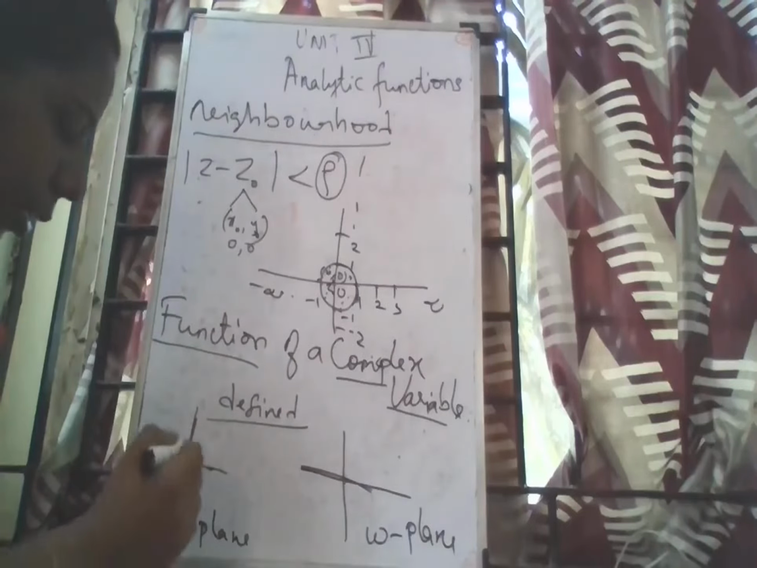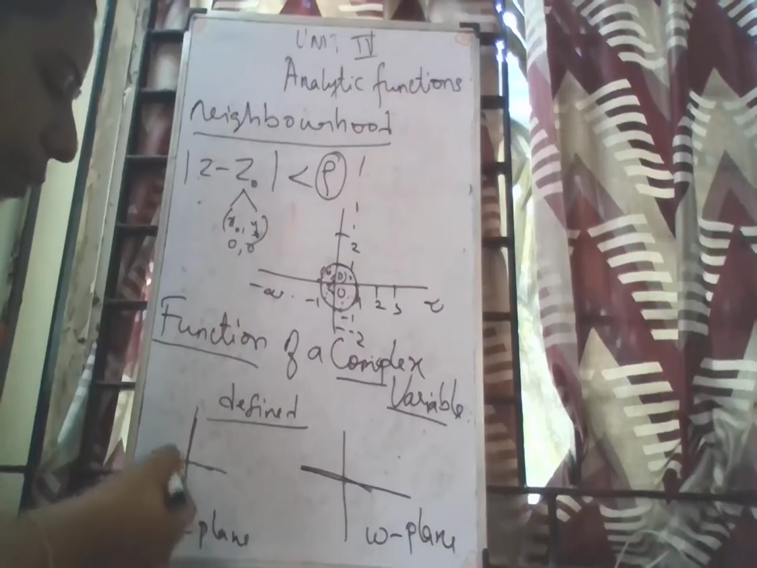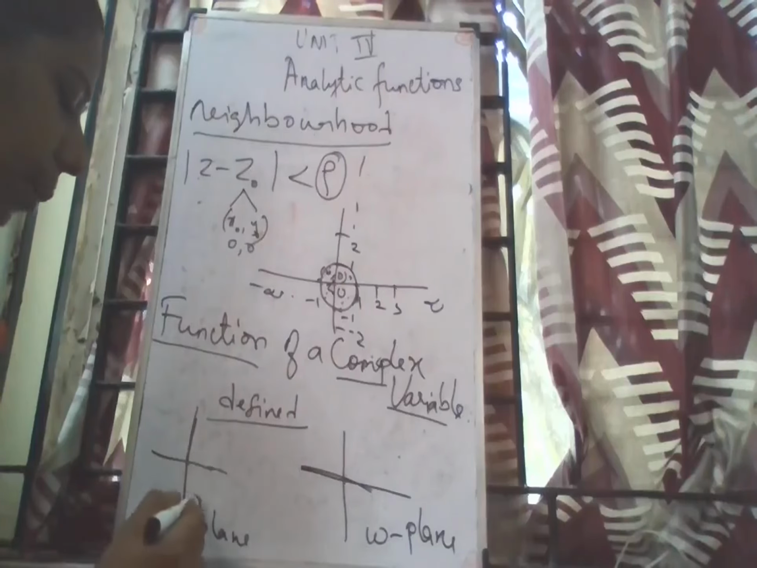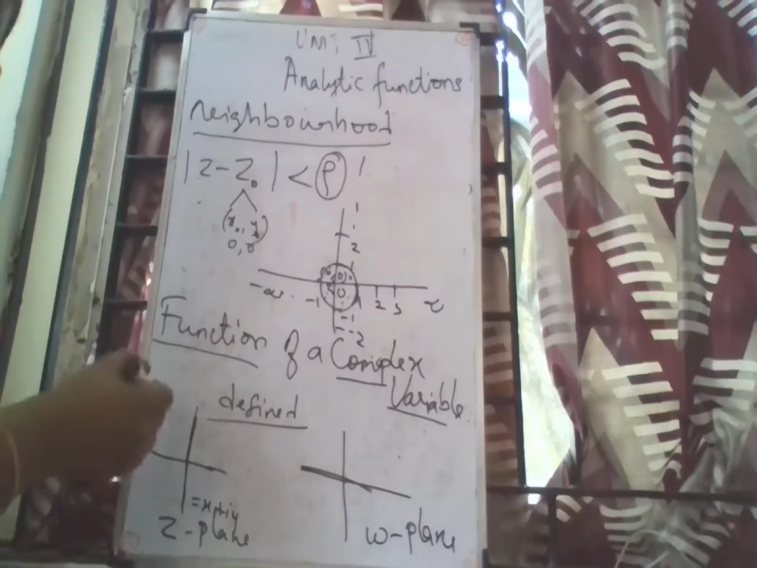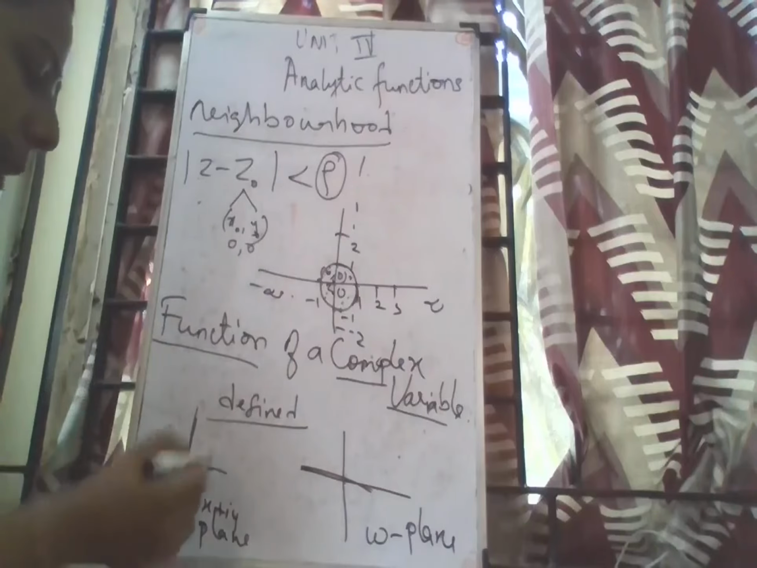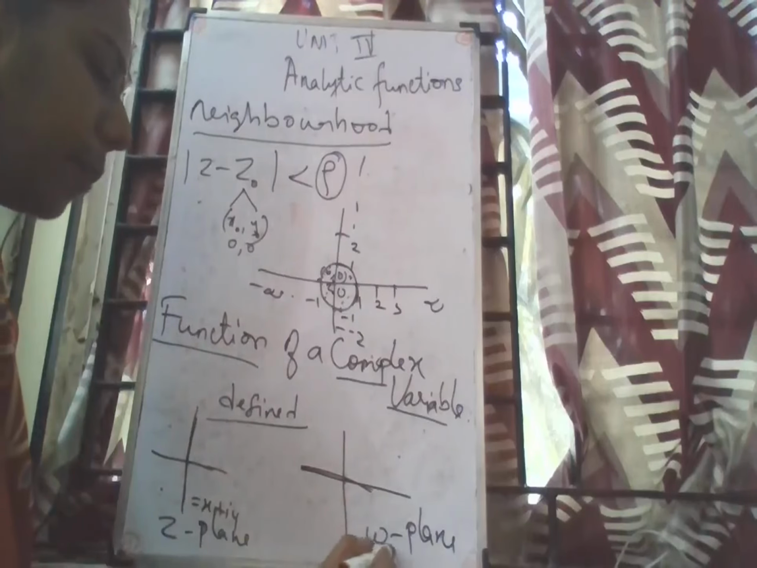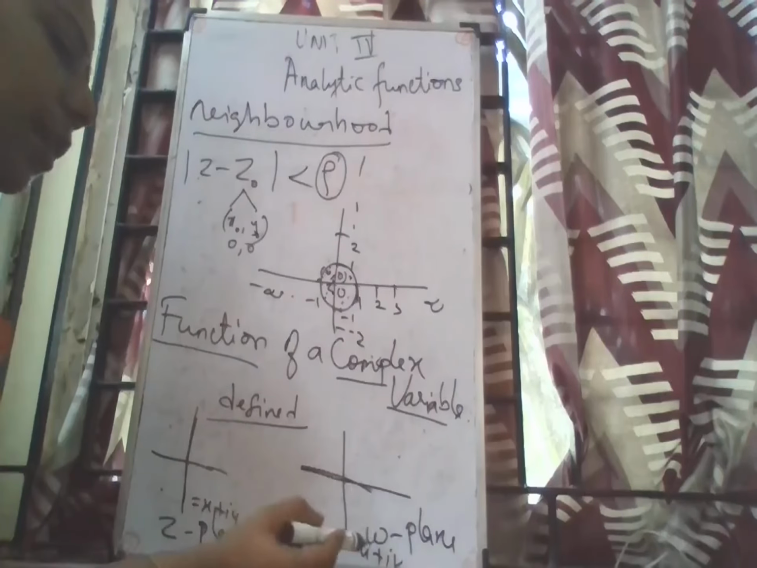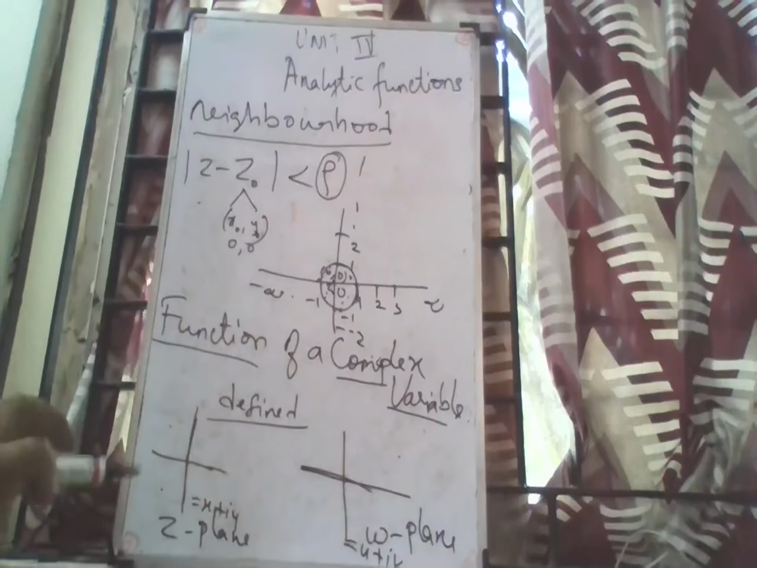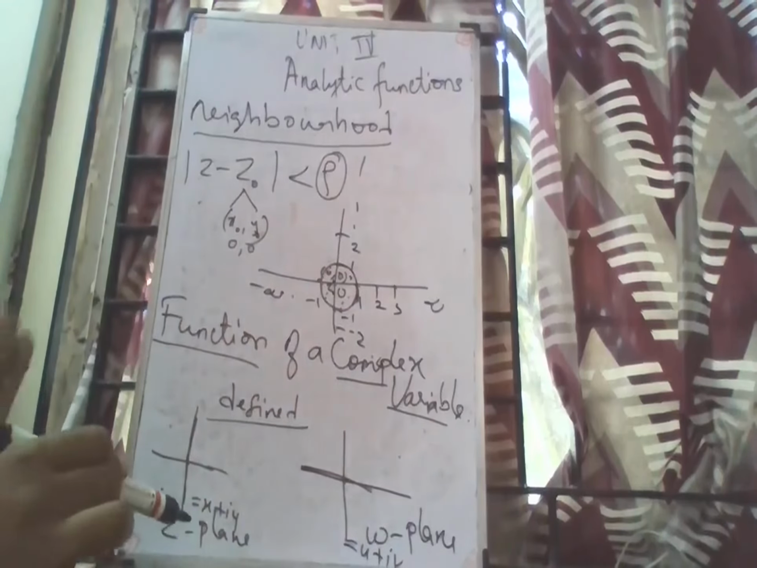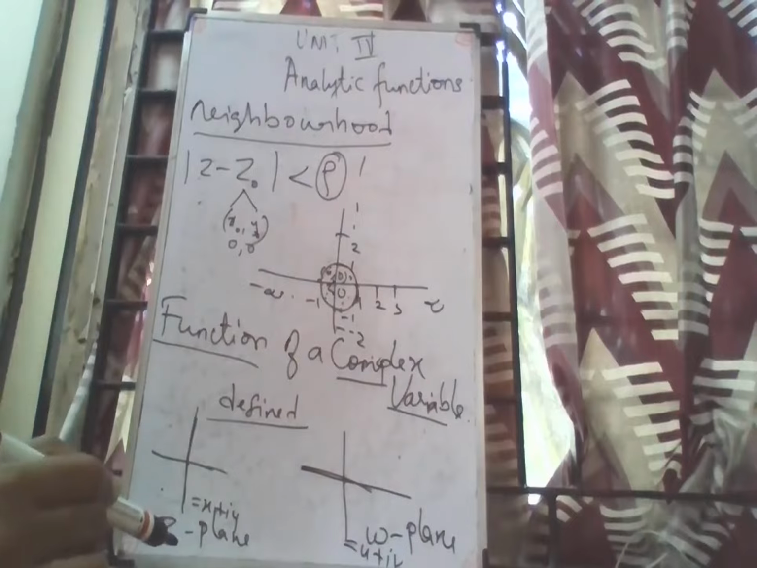Here the variable in the z plane is nothing but x plus iy. I can represent x comma y like 1 comma 1, 2 comma 1, minus 1 comma 2, any point in this plane. Similarly, w is nothing but u plus iv, so I can represent any point in terms of u and v. This is the main thing. So now I'll teach what we mean by a function of a complex variable.